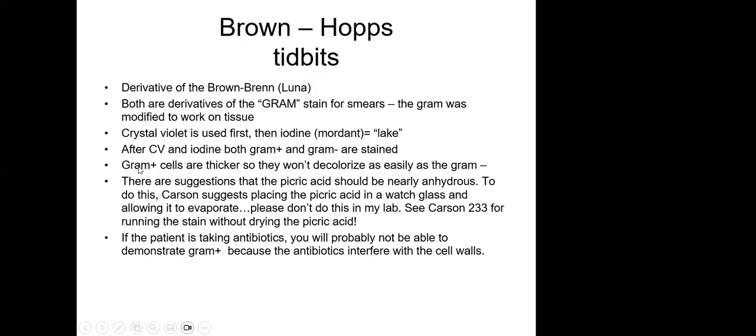But your gram positive cells are thicker, so when we decolorize, they won't decolorize as easily as the gram negatives will. That's why, even though we're staining both of them here, when we decolorize we're actually going to pull out the gram negative colorization, leaving behind the gram positive colorization. Then we're going to go back and stain those gram negatives.